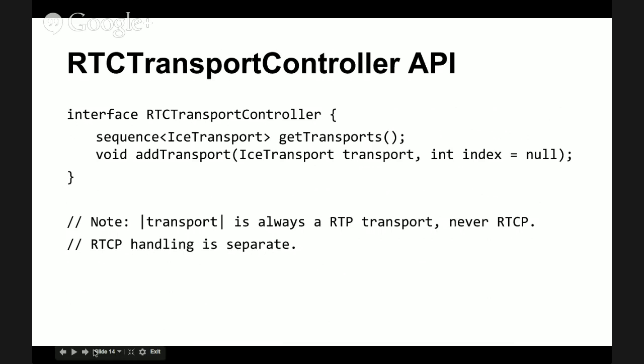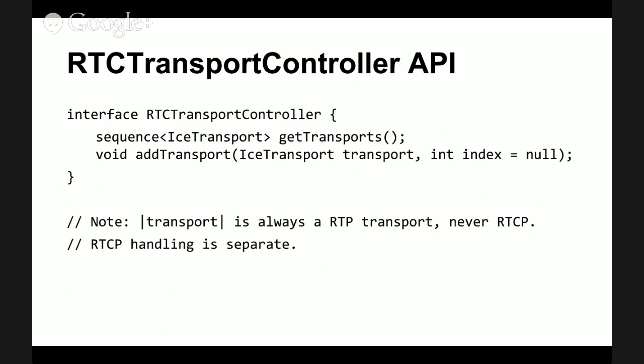One important point here is that since the freezing is between different media types or media streams from the ICE perspective, you don't need to add any RTCP transports to the RTC transport controller. You just add the RTP transports, because those are the ones that the freezing ordering has to be figured out for. And I'll talk about next how we deal with RTCP.